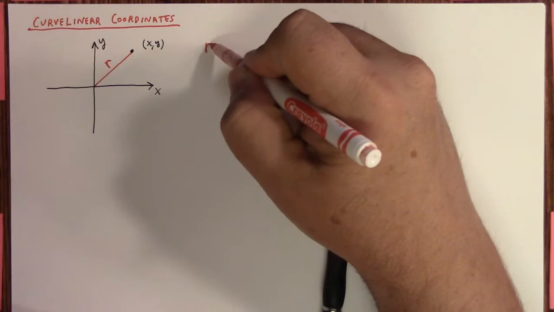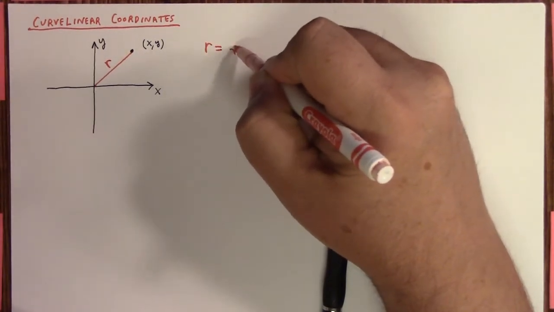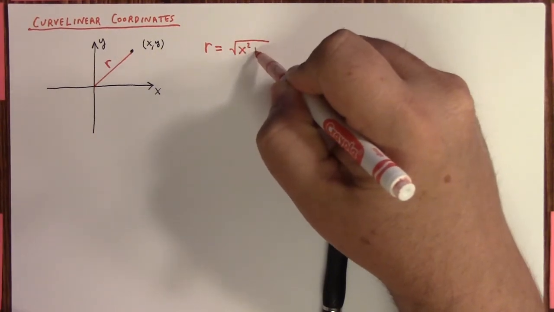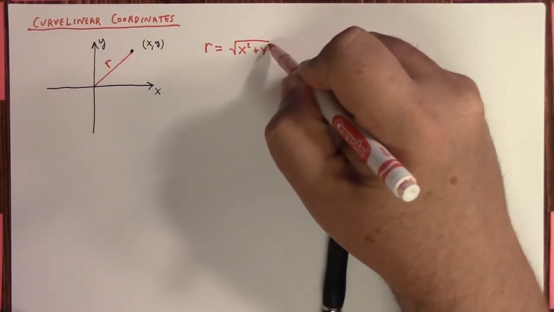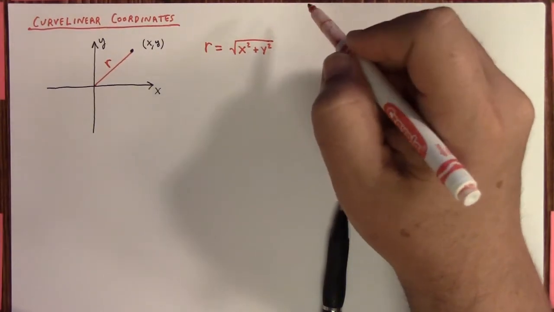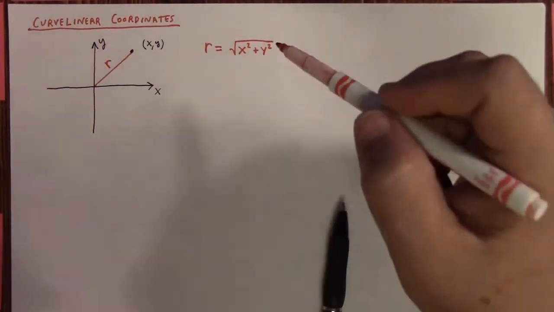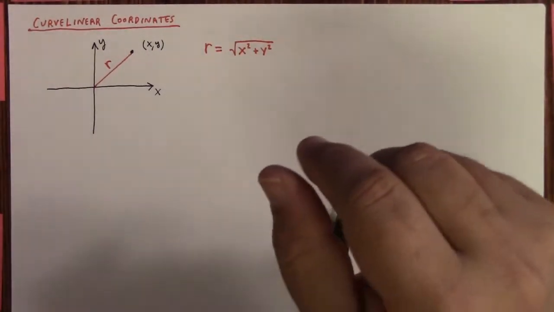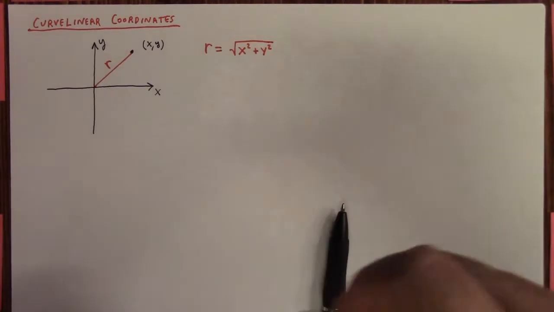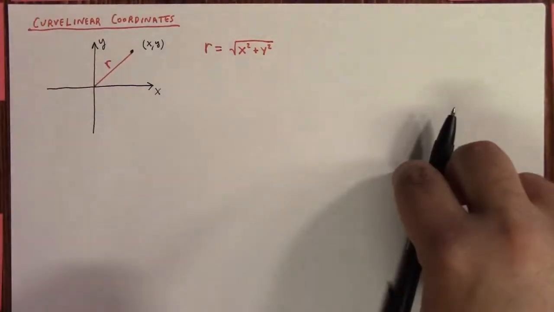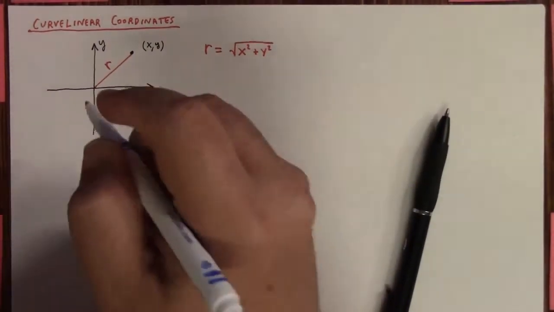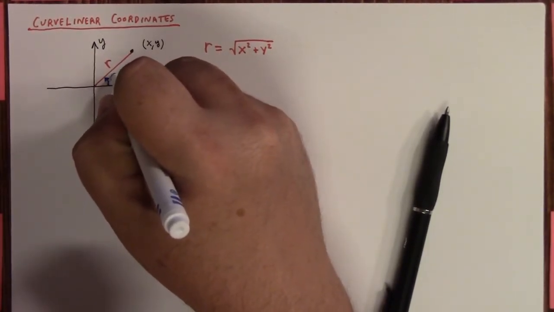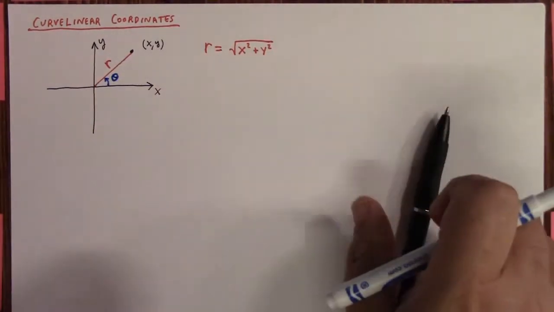So r in this course will be the square root of x squared plus y squared. Sometimes in calculus 2 we allow r to be negative, but in here we're going to insist that r is non-negative. It's greater than or equal to 0. This is called the radius, or perhaps the polar radius. And then of course we also define the standard angle, let's say theta, counterclockwise from the positive x-axis by usual convention.